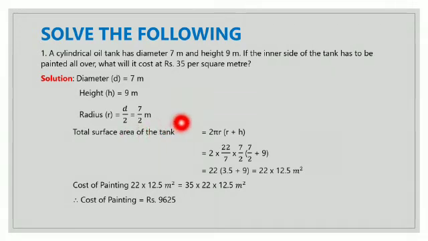Total surface area of the tank equals 2 pi r in the bracket r plus h. So 2 into pi is 22 upon 7, r is 7 upon 2, in the bracket 7 upon 2 plus 9. So 22 in the bracket 3.5 plus 9 equals 22 into 12.5 meters square. Cost of painting is 35 into 22 into 12.5. So cost of painting, when we multiply, we get rupees 9625.